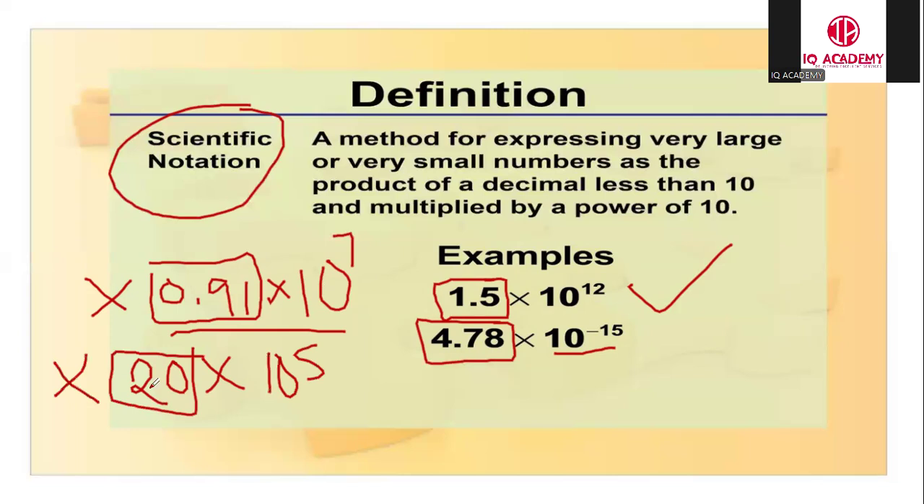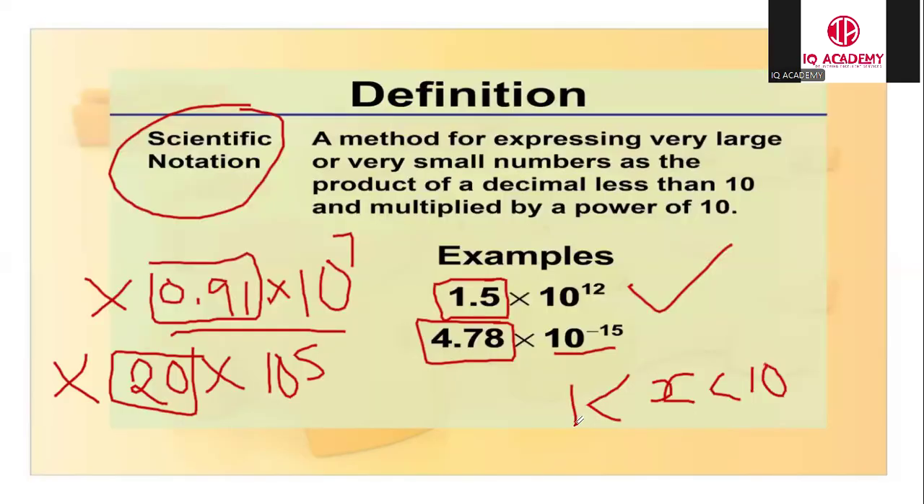Okay, so the number that should be here should be greater than 1, but less than what? 10. So you can say that the x value that you put there should always be less than 10, but actually greater than 1. Okay, so make sure you understand that.